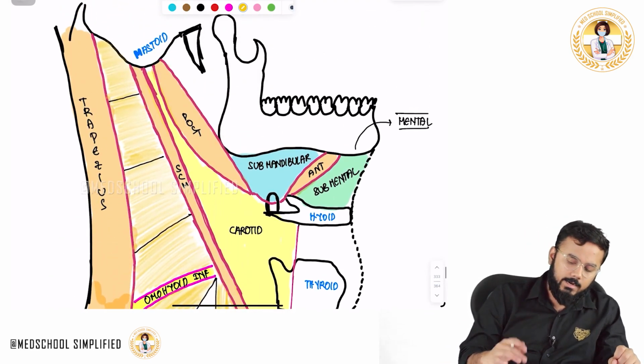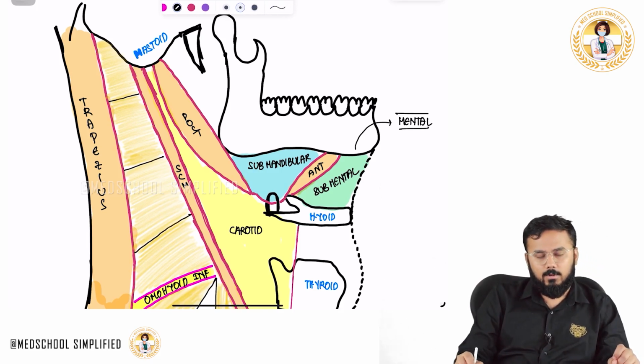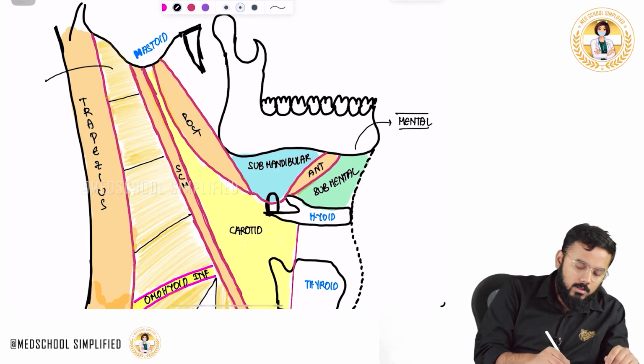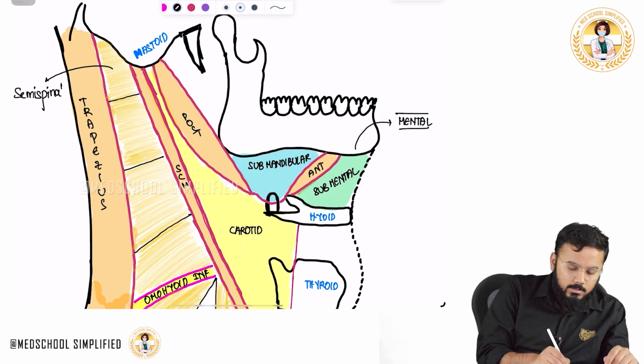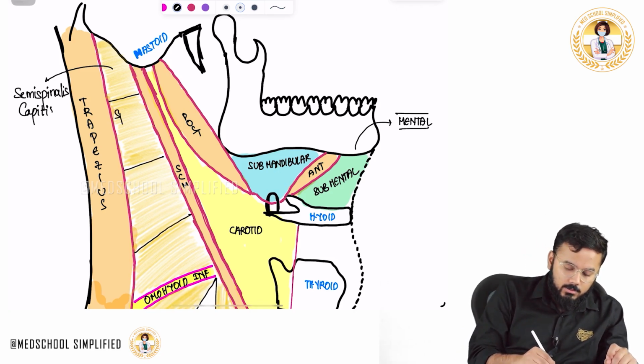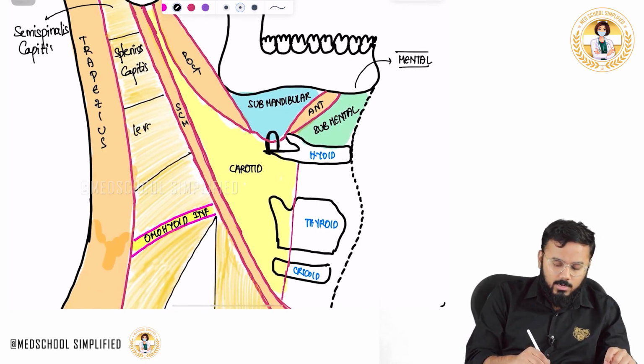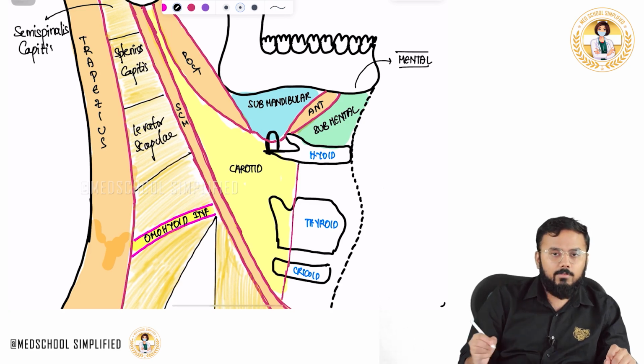So let us write down the names of each and every muscle which is located in the posterior triangle. This one is called semispinalis capitis. Next, this muscle over here is your splenius capitis. And this muscle over here is called your levator scapulae.